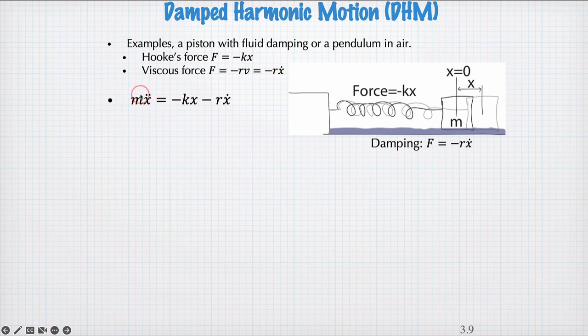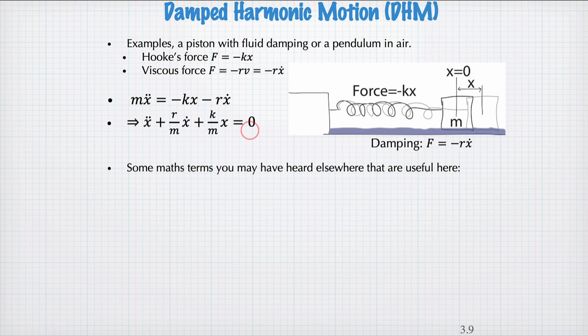And so in total, the sum of the forces, mass times acceleration, is equal to the restoring force due to Hooke's law, and the damping, which is proportional to the velocity. We can rearrange this into a homogeneous differential equation. So we've got a whole bunch of terms here that depend on x and its derivatives, and it's equal to 0.